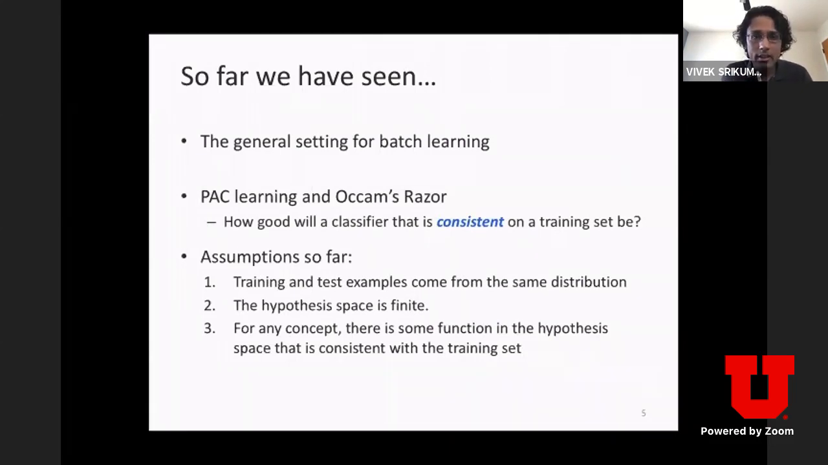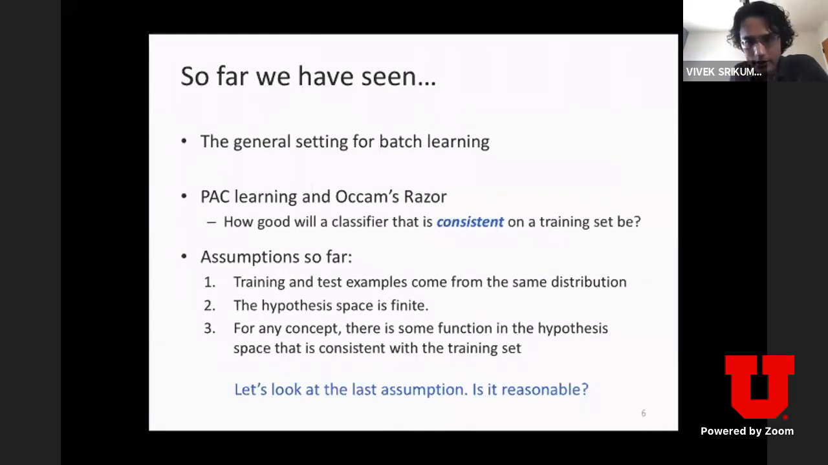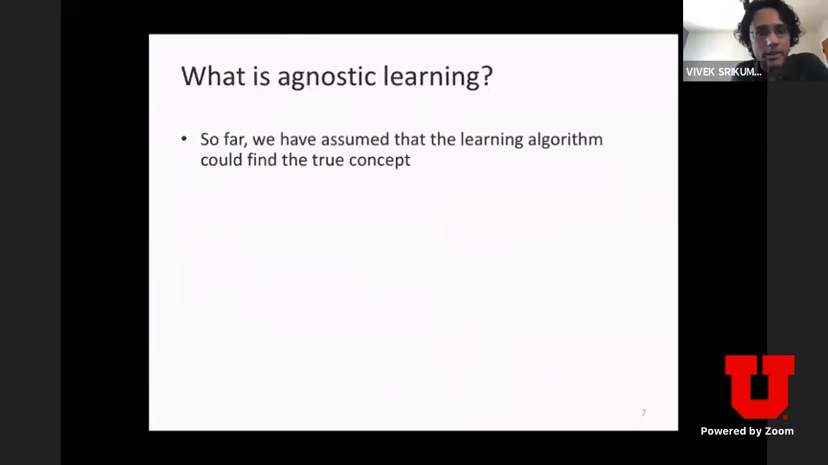The training and the test set come from the same distribution. This is the assumption of a fixed but perhaps unknown distribution over the examples. We've also assumed that the hypothesis space is finite. And finally, we've assumed that for any concept that nature gets to choose, there's some function in the hypothesis space that's consistent with any training set. What we will do now is look at this last assumption and effectively get rid of it. This takes us to this notion of agnostic learning.